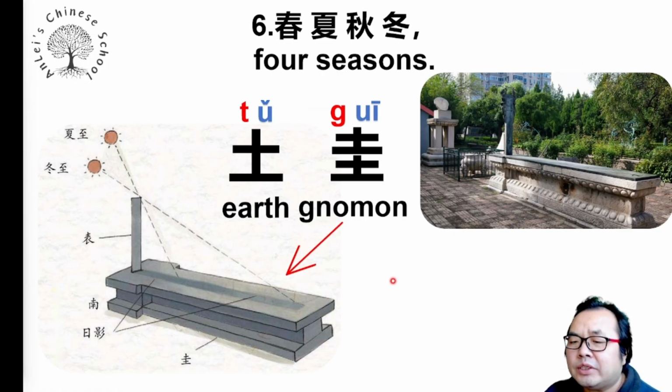Then, how can we determine spring? More than 2,500 years ago, during the Spring and Autumn period, ancient Chinese people already used a method called 土圭, earth's gnomon, to measure the length of the sun's shadow, to determine the four seasons and the length of a year. This pillar is called biao, and the bottom part is called gui, tu gui. You can see the character gui was piled up of two characters tu, earth. We'll study them in the future. This is a real instrument in the ancient observatory in Beijing.